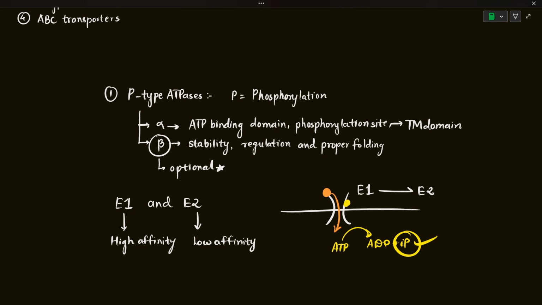So once the ion is released, the dephosphorylation happens, and after dephosphorylation, the conformation again changes to E1. So when the phosphorylation occurs, the E1 state is changed to E2 state, and upon dephosphorylation, E2 state is converted back to E1 state. So this is a whole reversible process. So this forms a cycle, a very nice cycle.